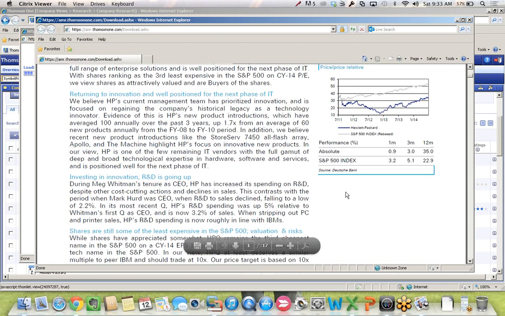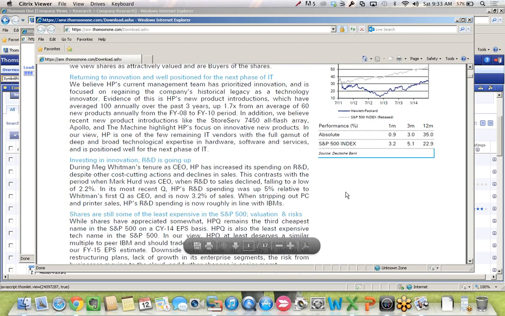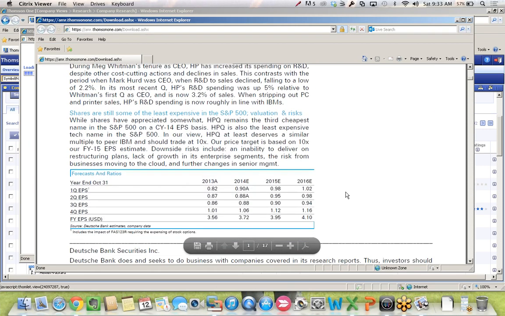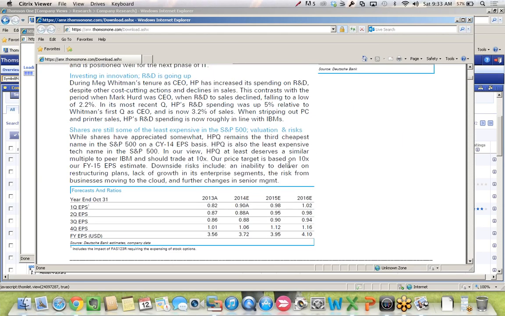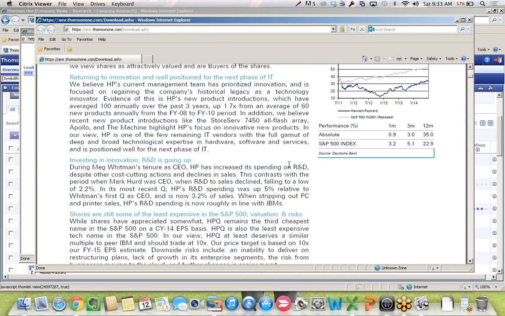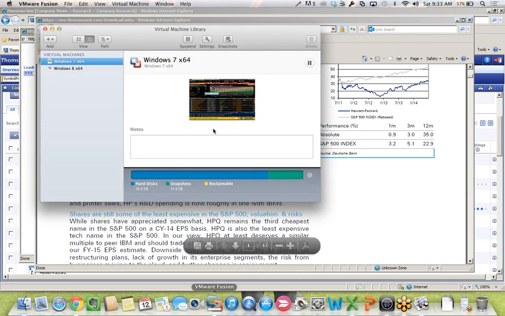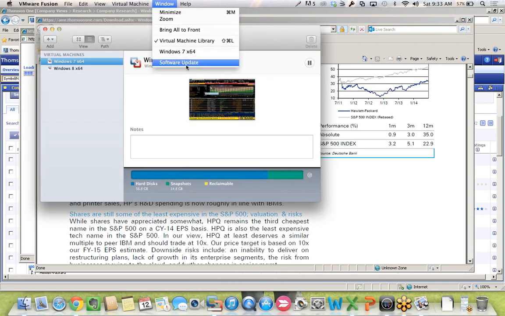They think they're well positioned for the next phase of IT. And basically what they're saying is they're relatively cheap on a valuation basis. So Deutsche Bank is obviously a little bit more bullish on HP. And where they're probably driving this would be to go back to our other part of our assignment here.